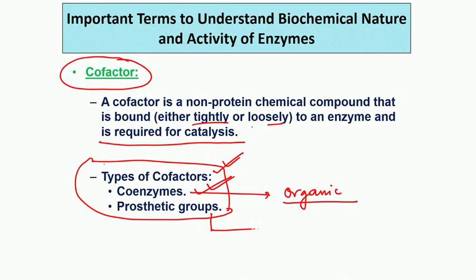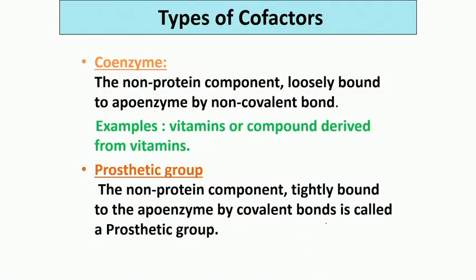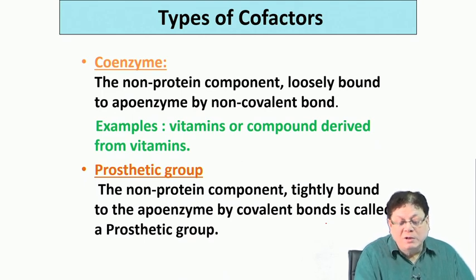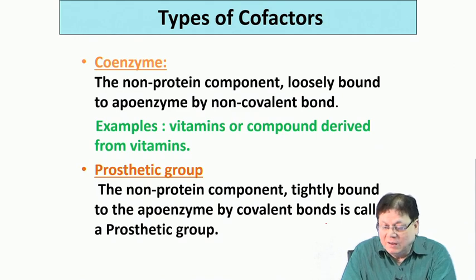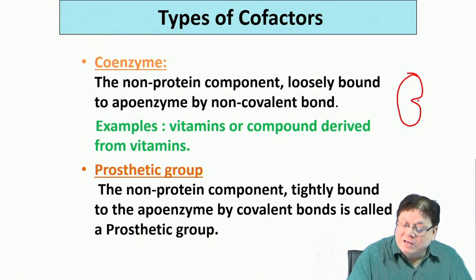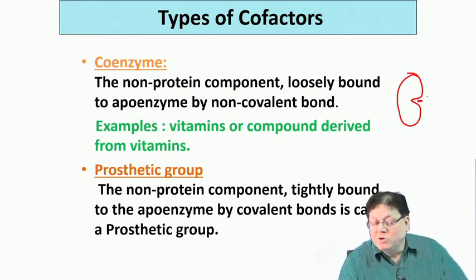And there is another one called prosthetic group. Prosthetic group is basically when the cofactor is tightly bound to the protein. Coenzyme is the non-protein component loosely bound to the apoenzyme. Apoenzyme means the enzyme devoid of the cofactor. See, we have said that there is an enzyme like this, there is an active site here, but to do the catalysis you need this small molecule, the cofactor. Okay.